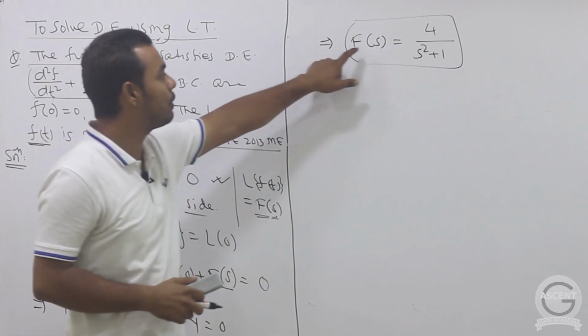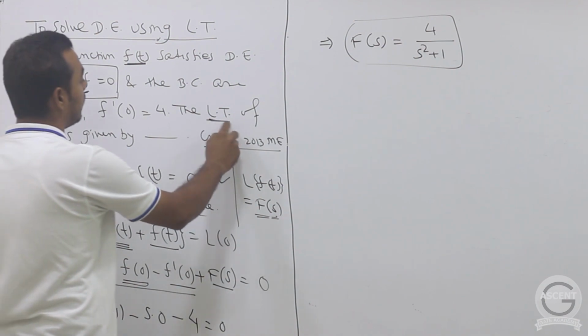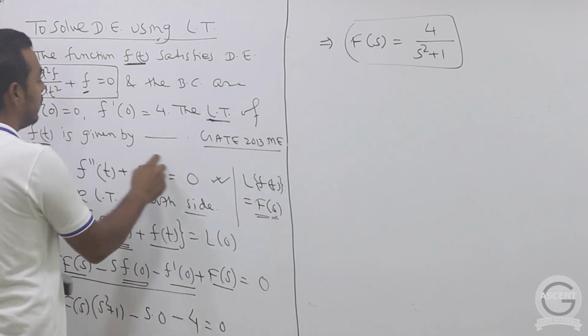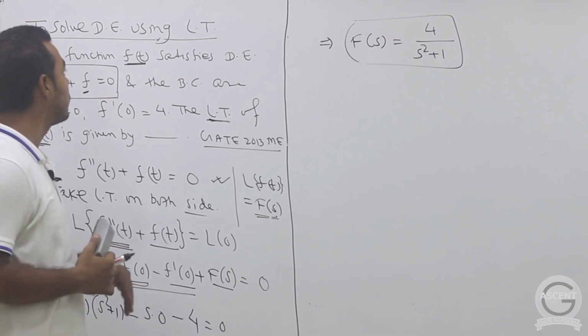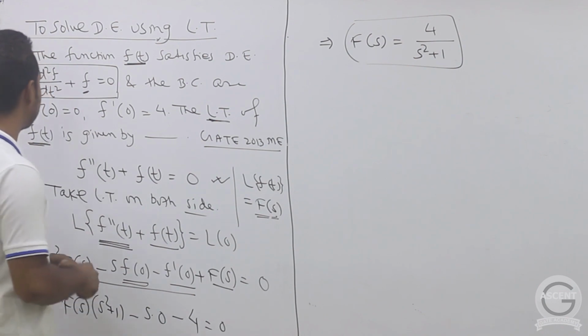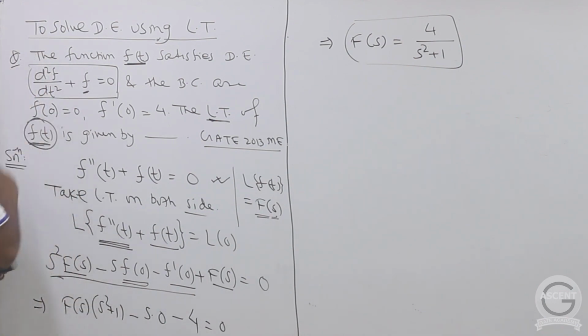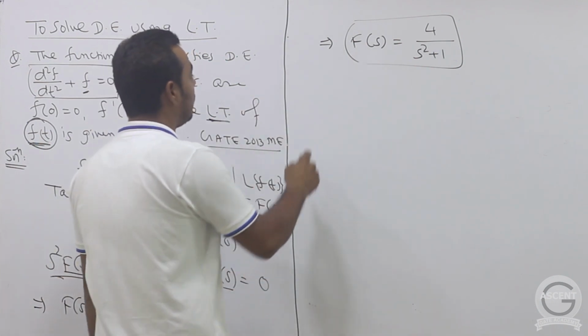This capital F of s is nothing but Laplace transform of f of t. The question was calculate Laplace transform of f of t. So this will be 4 by s square plus 1. But suppose if the problem was we had to solve this differential equation, then solving differential equation means finding this function f of t. So first we have calculated the Laplace transform of f of t.